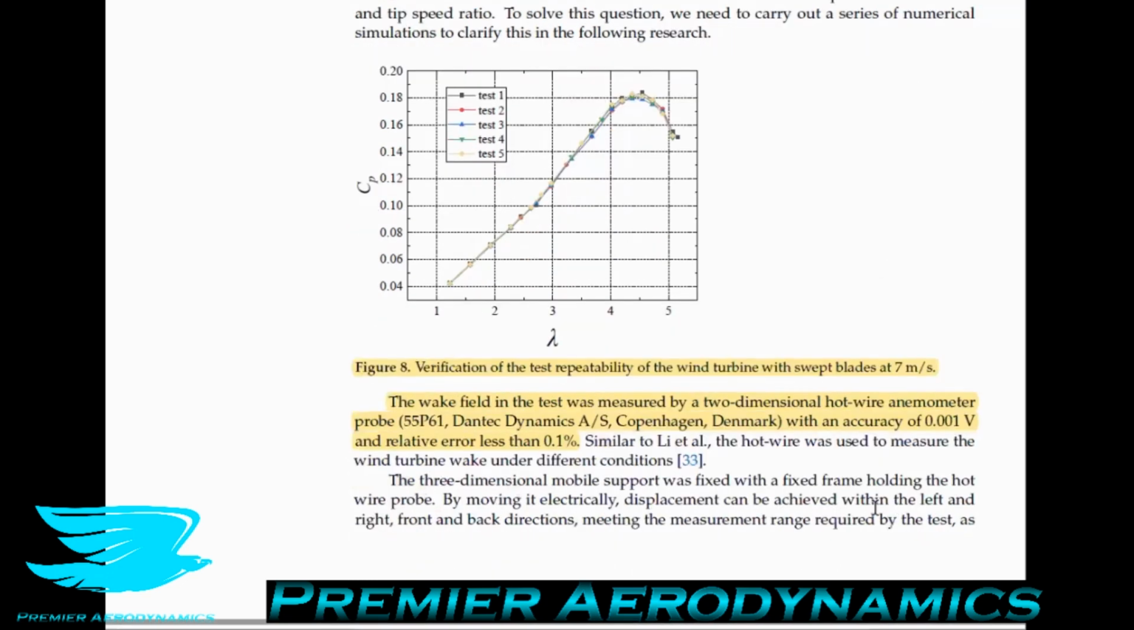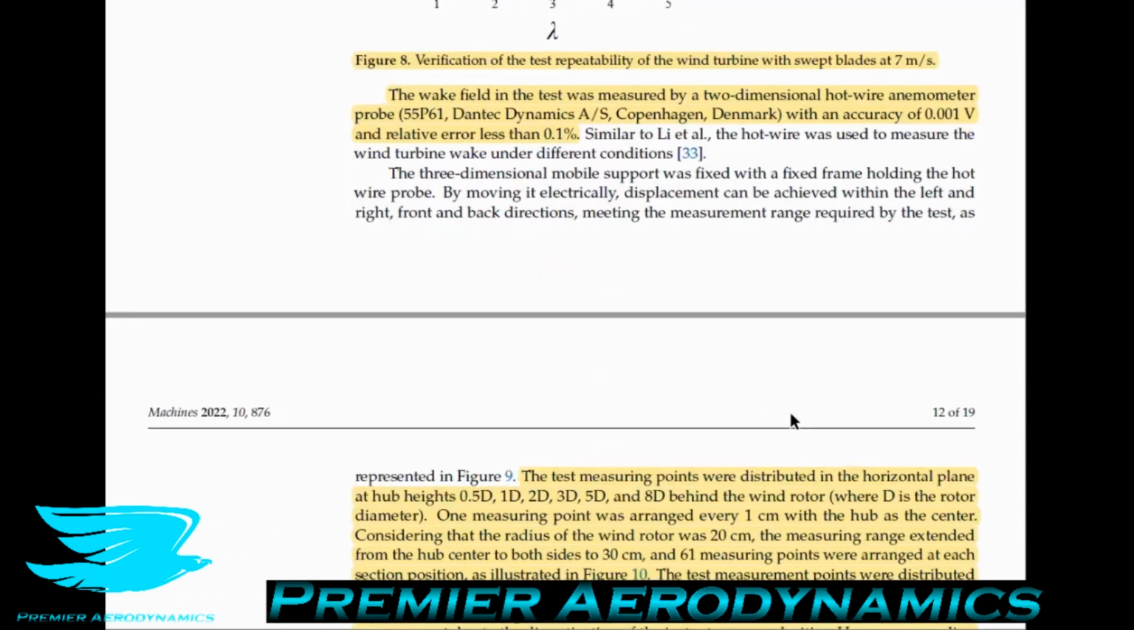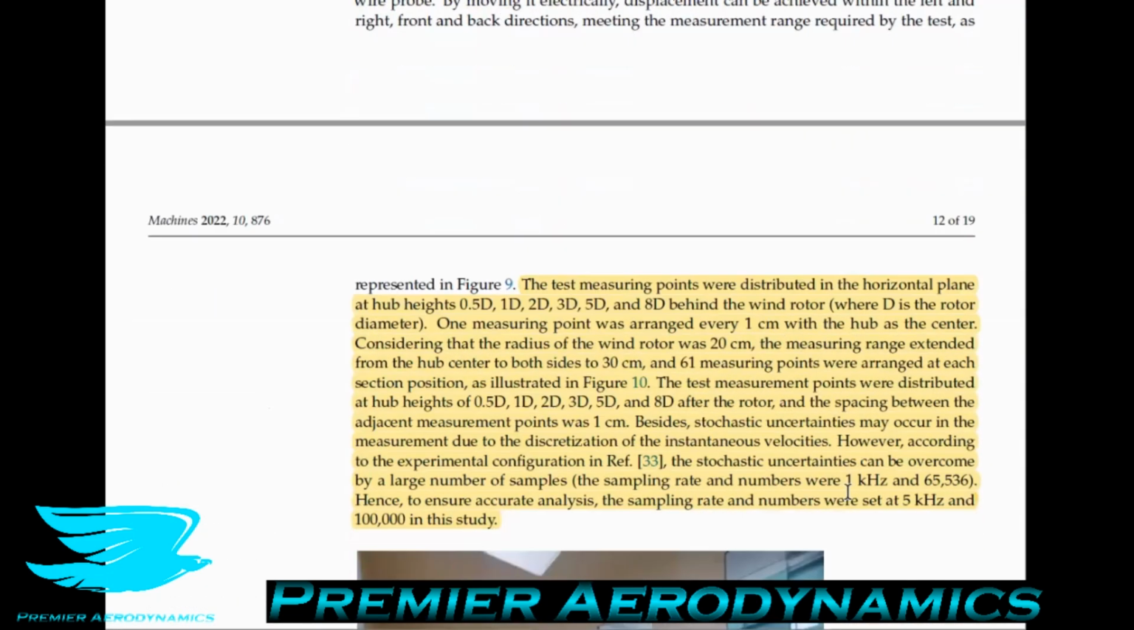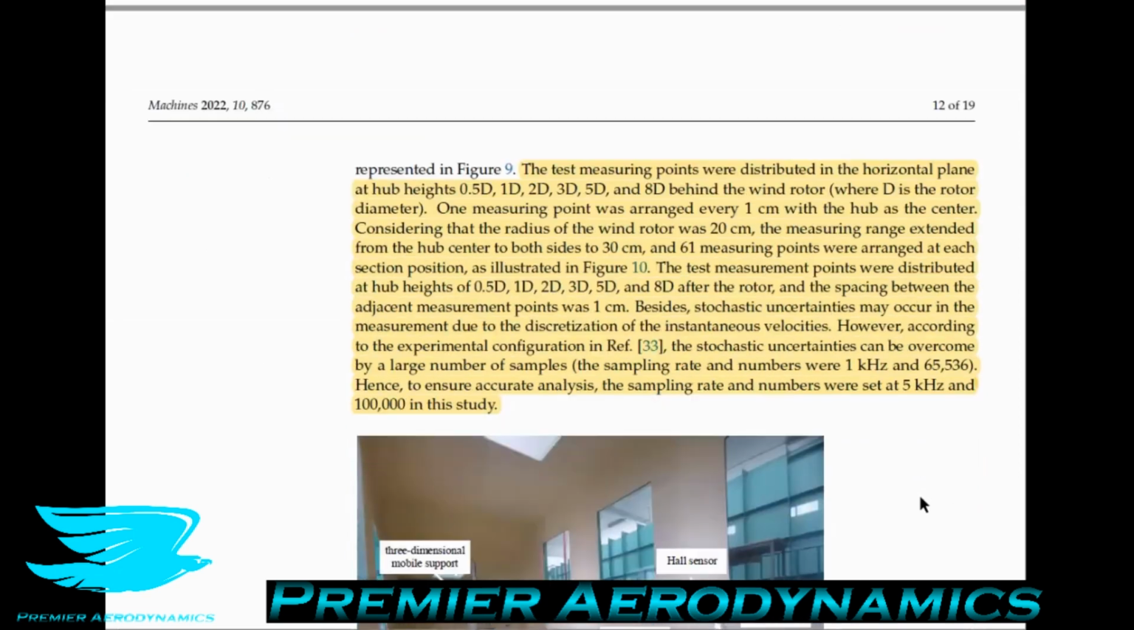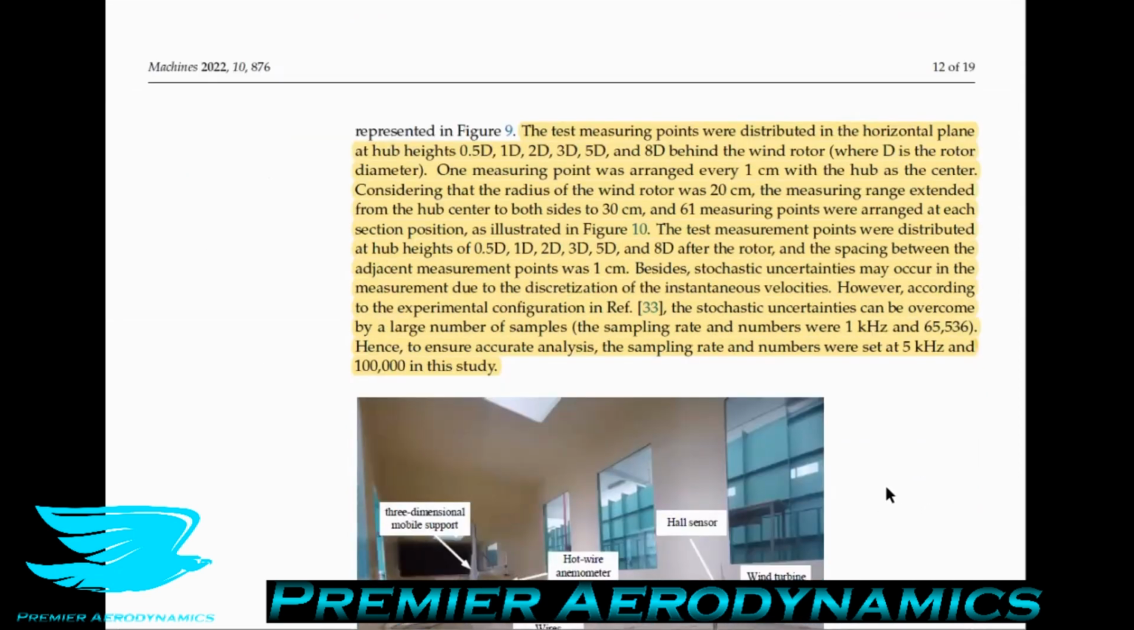The wake field in the test was measured by a two-dimensional hot wire anemometer probe. This is from Dantec with an accuracy of 0.001 volts and a relative error less than 0.1%. So that's very nice. Dantec make good hot wire instruments, as do TFI. They're two major brands. The test measuring points were distributed in the horizontal plane at hub height, at 0.5 diameters, 1 diameter, 2 diameters, 3, 4, 5, and 8 diameters behind the wind rotor.